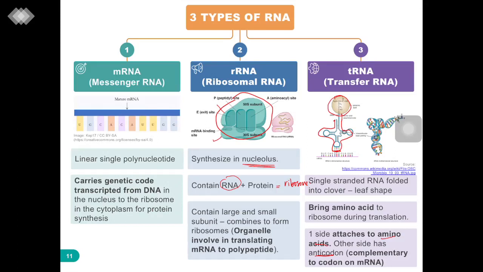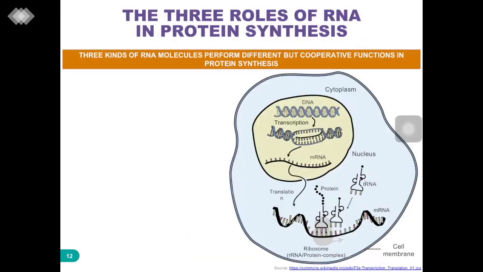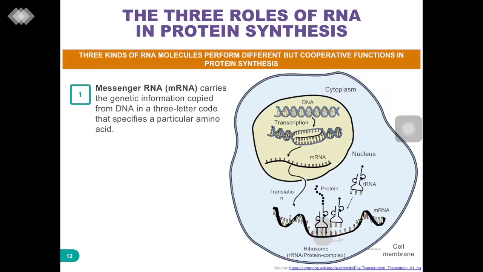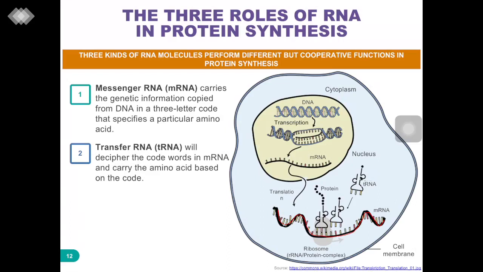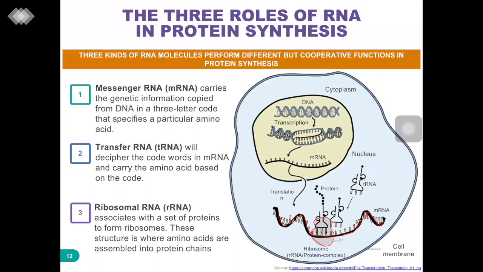So what is the connection between these three types of RNA? They have cooperative functions in protein synthesis. Once the transcription process happens, you have the mRNA. Since the mRNA is a copy from the DNA, it contains information to produce protein molecules. And when protein needs to be synthesized, you need transfer RNA, because transfer RNA is the one that carries amino acids. The process of protein synthesis happens in the ribosome, in the ribosomal RNA. So this is the connection between these three RNA molecules in protein synthesis.